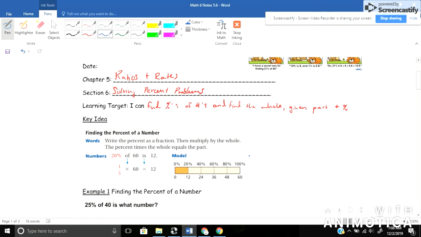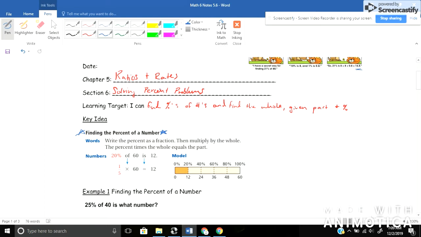So the first thing that we're going to do, I'd like you to circle this or underline this or star this, is find the percent of a number. And there's actually a few different ways to do this. And I'll show you one way here for sure, and possibly another way shortly. It says write the percent as a fraction. So first what they want you to do is turn your percent into a fraction and then multiply by the whole number. The percent times the whole equals the part.